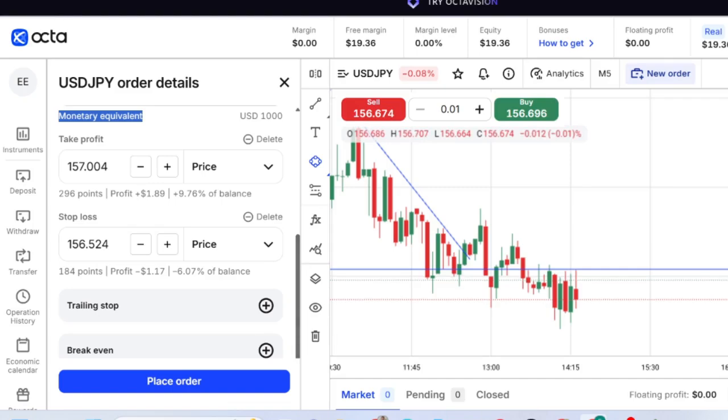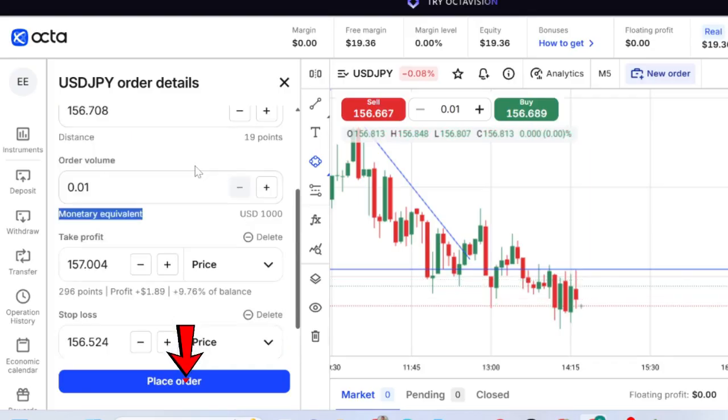So after that has been set or completed, if you want to execute the trade, you place order. Yes, you place order. If you don't want to execute, you close it. That's just the points on that note.